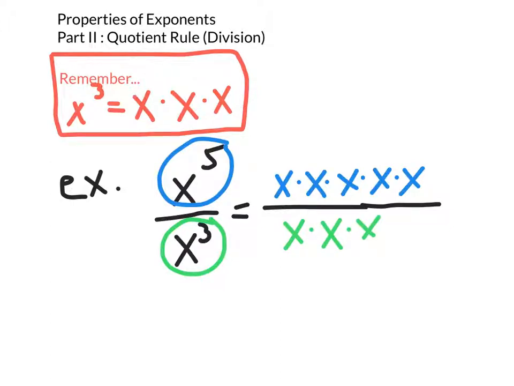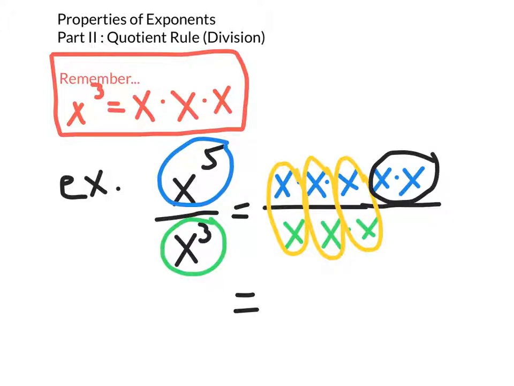You will notice here that I actually have some things that can cancel out. I have x divided by x, that can cancel. I have x divided by x, and I have x divided by x. You will notice that there are 3 sets of x's that will cancel. X divided by x is 1, and therefore, if I simplify this, what's left over are simply 2 x's. This is going to be x to the second power.